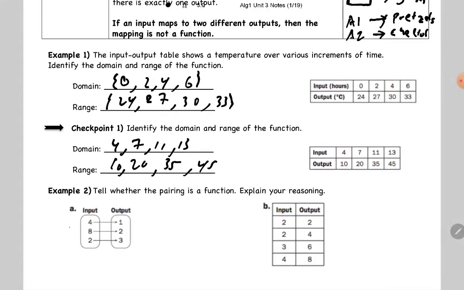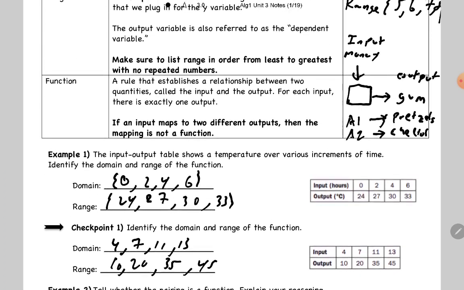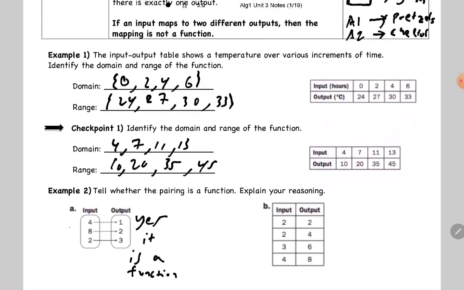Okay, tell whether the pairing is a function. Explain your reasoning. So we look at this input. So 4 goes to 1, 8 goes to 2, and 2 goes to 3. So these are all different outputs. 4 doesn't go to 4, it goes only to 1. 8 goes only to 2, and 2 goes only to 3. So yes, this is a function. For each input, there is exactly one output.